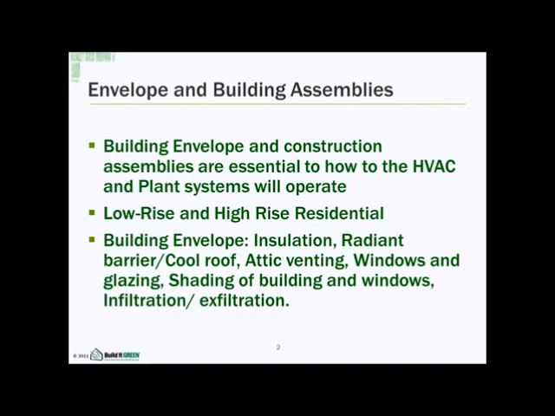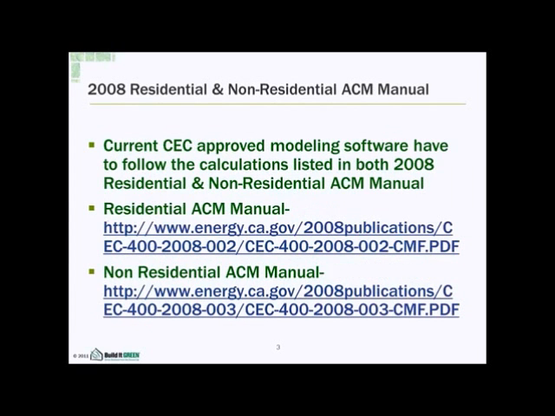energy code. So for the building envelope, this is all insulation, radiant barriers and cool roofs, attic venting, windows and any type of glazing or fenestration, shading, and infiltration and exfiltration. Those are the main components of the building envelope we're going to be discussing today.